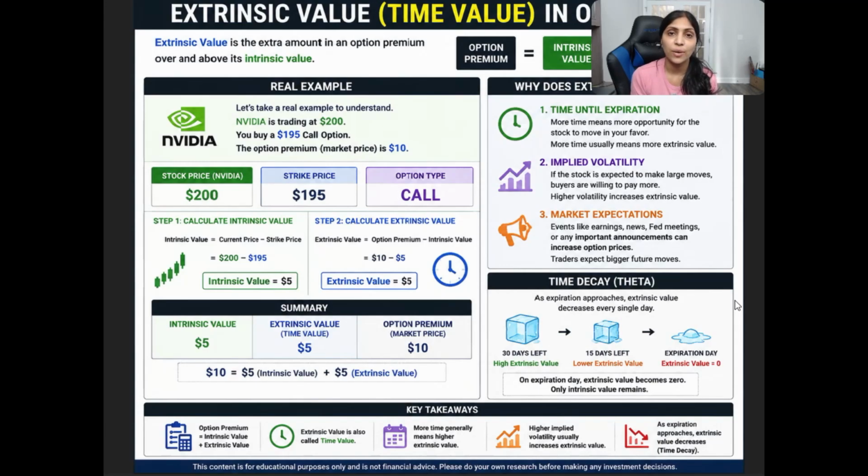What is extrinsic value in the options concept? Extrinsic value simply means it's a time value for the option contract.